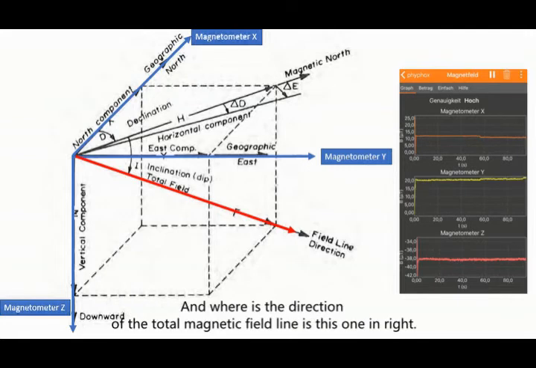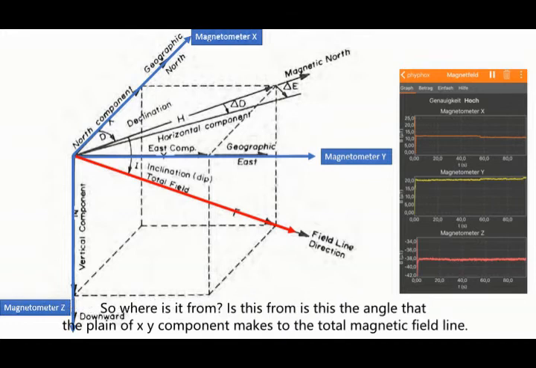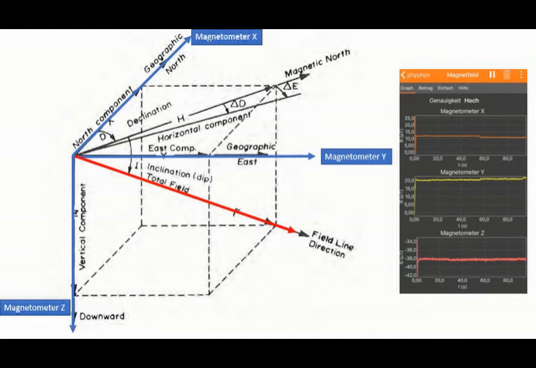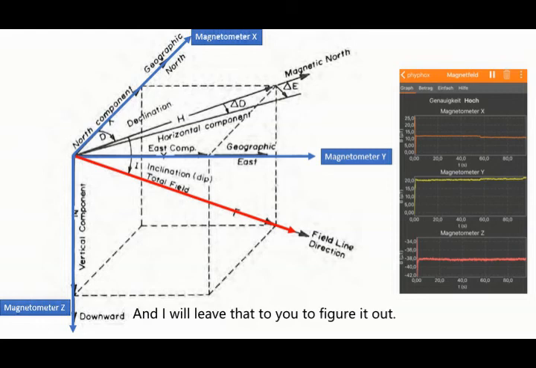And where is the direction of the total magnetic field line? It is this one in red, right? So the angle that we want in this experiment is this angle I here. It's called the inclination or the dip. So where is it from? It is the angle that the plane of the XY component makes to the total magnetic field line, right? So you have to use a bit of trigonometry to obtain the angle I, right? And I will leave that to you to figure it out, okay?